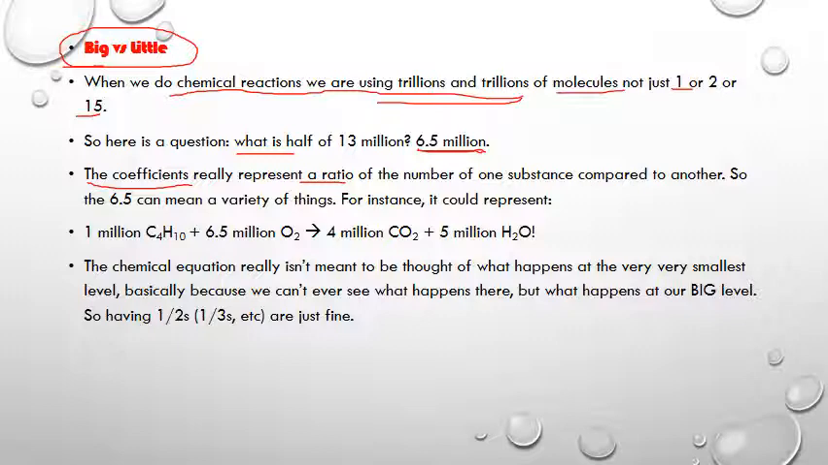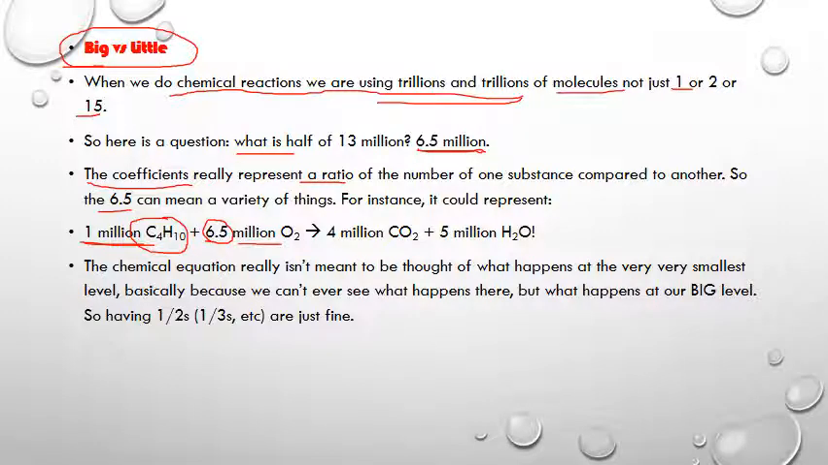So when I say 6.5, I really mean there's 6.5 times as many as maybe another. So if you think about it, if I have 1 million CH4s, I will need 6.5 million O2s. And that's what it really means.